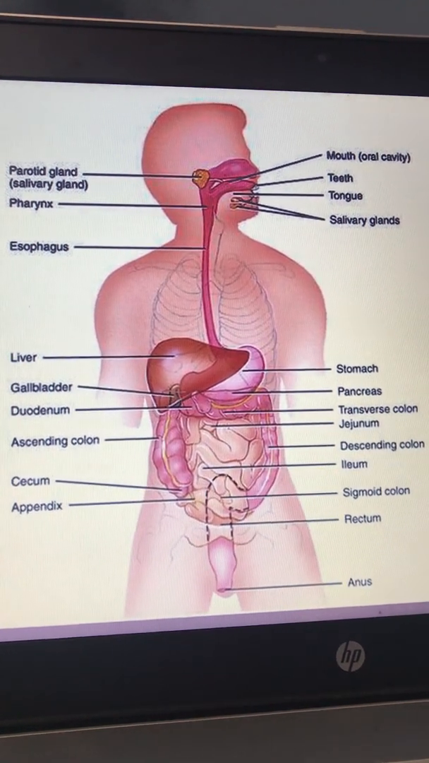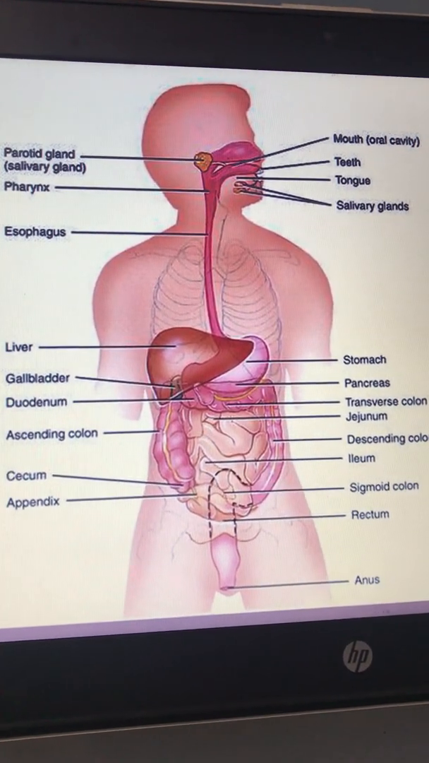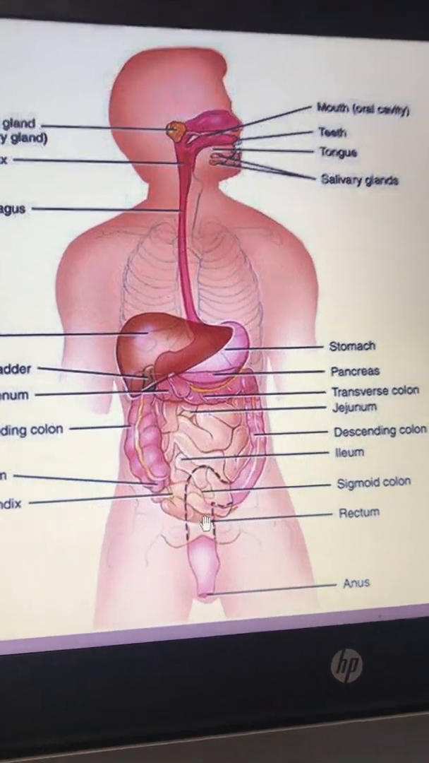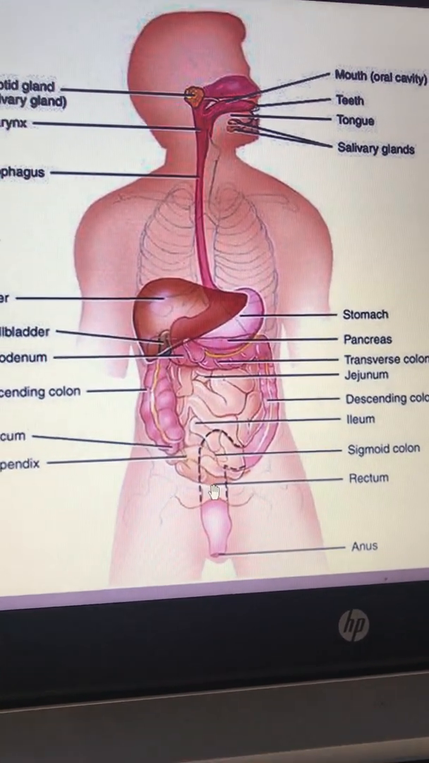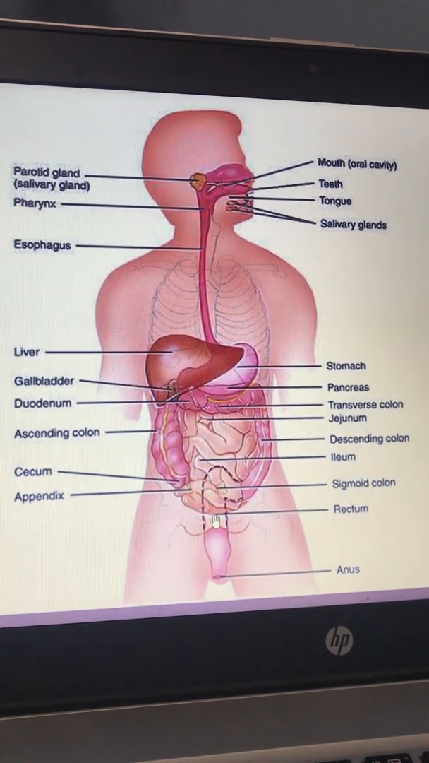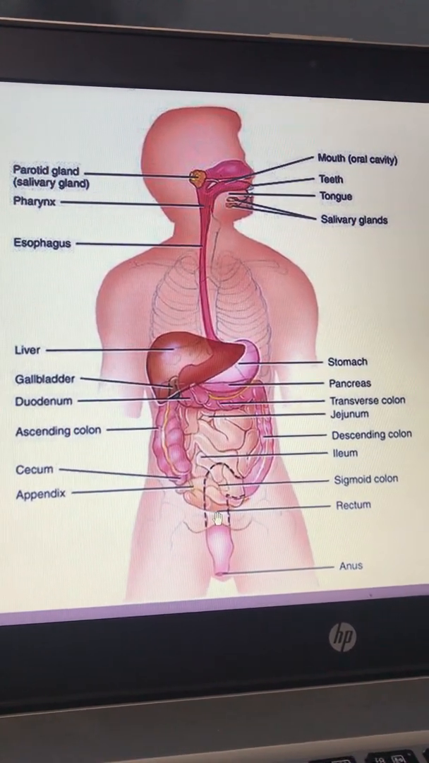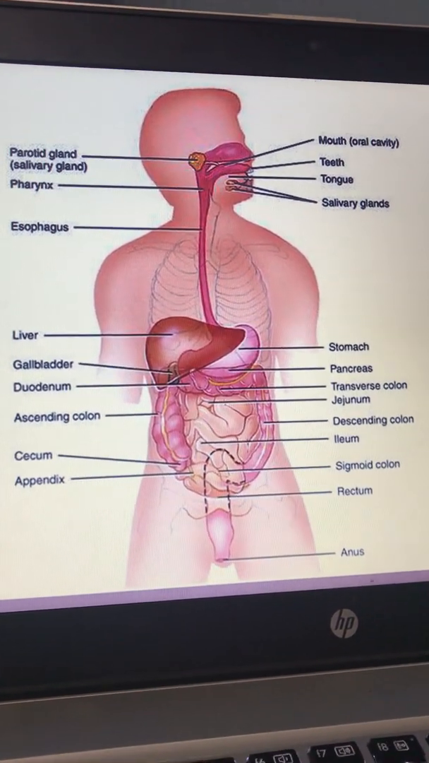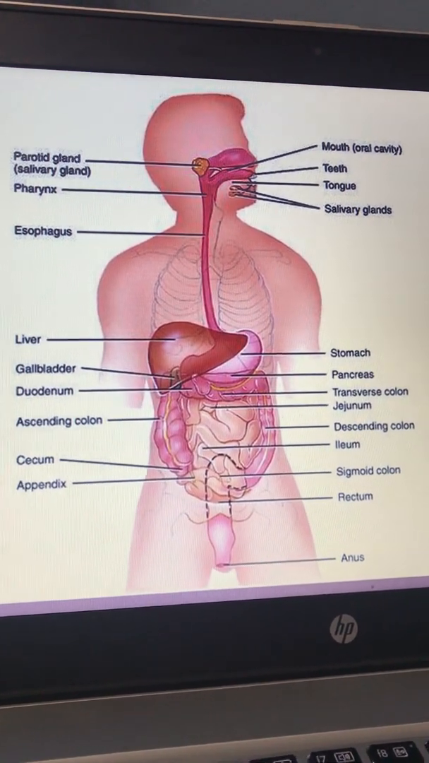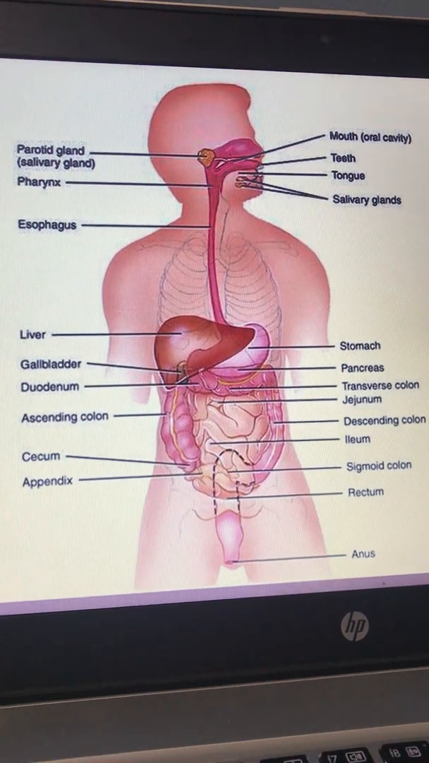Then we can find the rectum. The rectum is right here. The rectum is an 8-inch chamber that connects the colon to the anus. It is the rectum's job to receive stool from the colon, to let us know there is stool to be evacuated, and to hold the stool until evacuation happens.